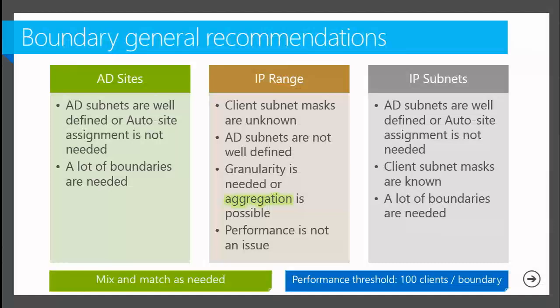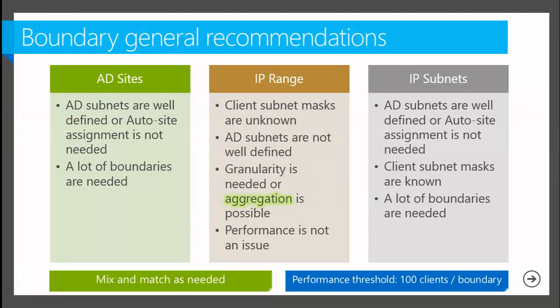IP range, once again, is the easiest to use in my opinion. All I need is a chart of all my subnets, right? And I don't have to worry about subnet masks. I don't have to worry about any of those other idiosyncrasies that come along with everything. But once again, there's a hit to be taken.